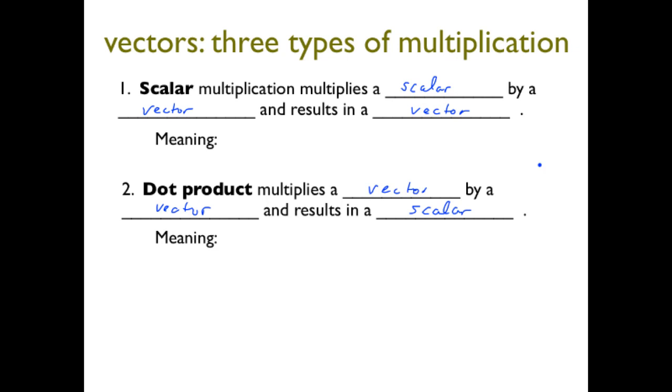Where's Jacob Smith? Jacob Smith. Yes, sir. Meaning of a dot product. Do you remember what it is? Well, it shows you how much the vectors are in the same direction.